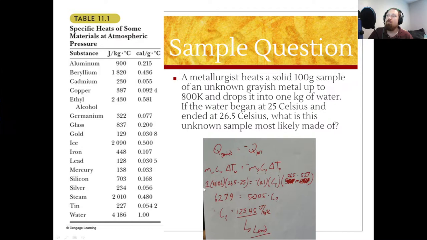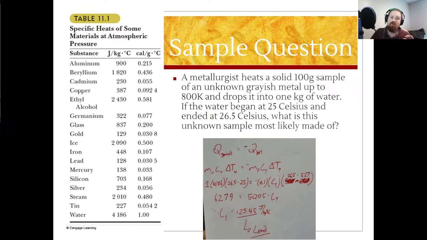Plugging in mass of the water, 1 kilogram, specific heat of the water, 4,186. Temperature change of the water: it ends at 26.5 and it started at 25. So that's a change of positive 1.5. Since it's delta T, we can use Celsius. On the right side, we do know the mass of the metal. 100 grams is 0.1 kilograms. We keep the negative out front. C is unknown. That's what we're going to find. And then lastly, the metal's temperature change. The metal's going to get colder. It started real hot, and it's going to cool down in the water.